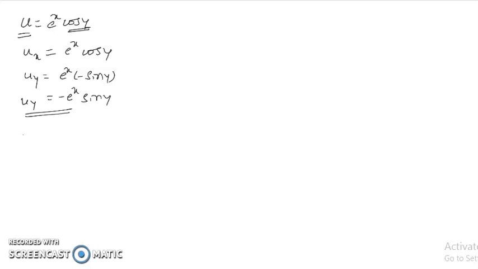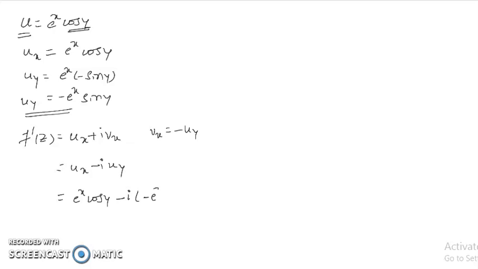Once after doing this, what we have to do, we have to write f dash of z is equal to u subscript x plus i into v subscript x. Again from the CR equation, v subscript x is equal to minus u subscript y. So then what happens here, u subscript x minus i u subscript y we are going to get. So we know u subscript x is nothing but e to the power x cos y, minus i into, we know u subscript y is minus e raised to x sin y. So if we simplify this, e raised to x cos y plus i e raised to x sin y. This is what we are going to get.